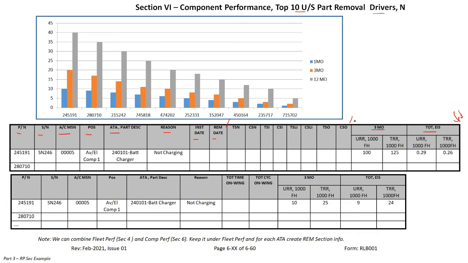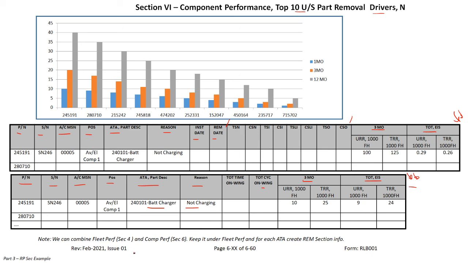Simplified version of this table. So this is part number, serial number, aircraft manufacturer serial number, position, ATA, part description, reason. So see, we have here battery charger, not charging. Total time on wing: as you can see, we replaced all these times with one item, total time on wing, and total cycles on wing. Next, we have 3 months reliability information and information since entry into service. And as we said, we can add some items or remove some items.